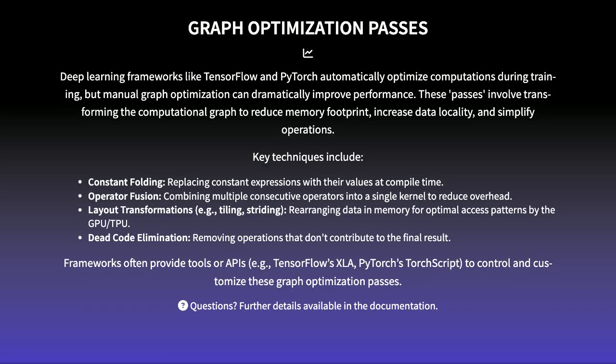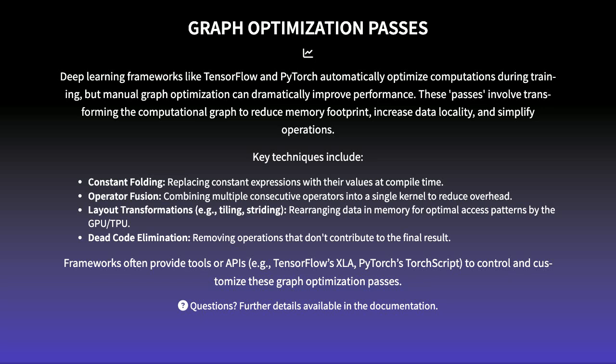Okay, let's talk about how we can really squeeze extra performance out of our deep learning models. We've already seen how GPUs and TPUs are amazing accelerators, but they need to be working efficiently. That's where graph optimization comes in. Think of a computational graph as a blueprint for your model. It shows every operation that needs to happen. Frameworks like TensorFlow and PyTorch do some basic optimization automatically, but you can go deeper.